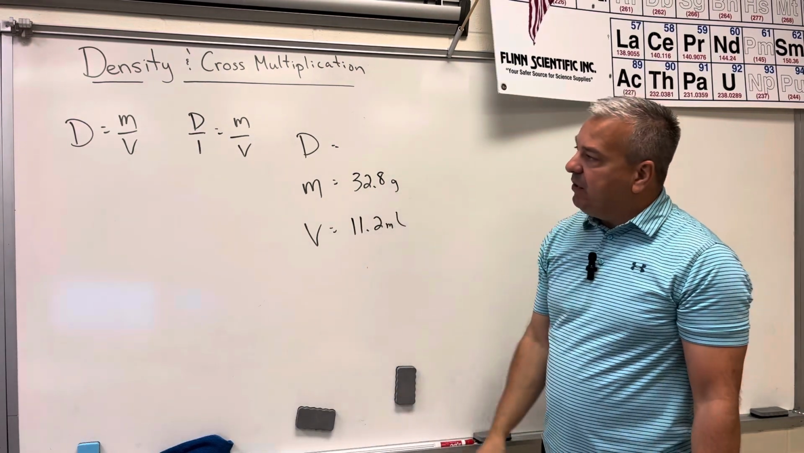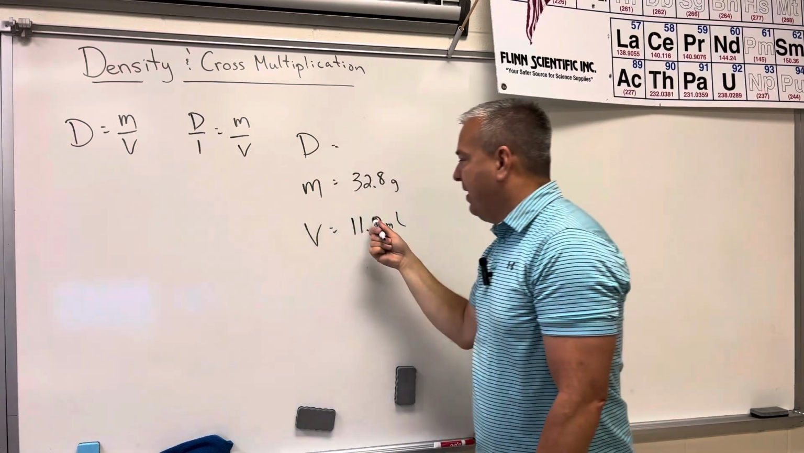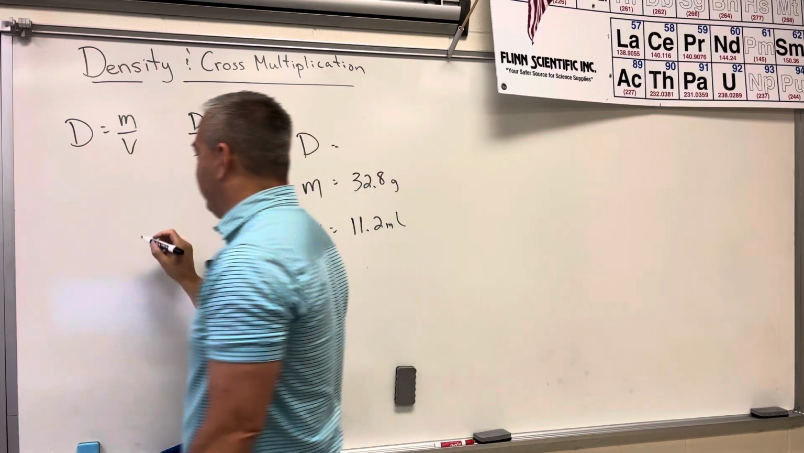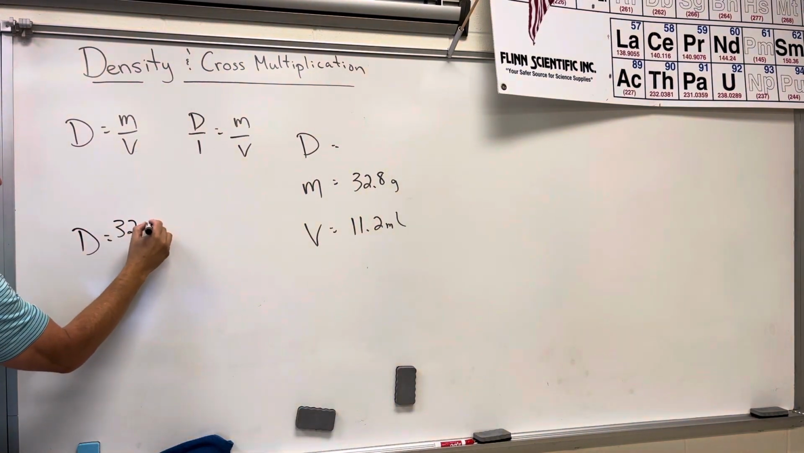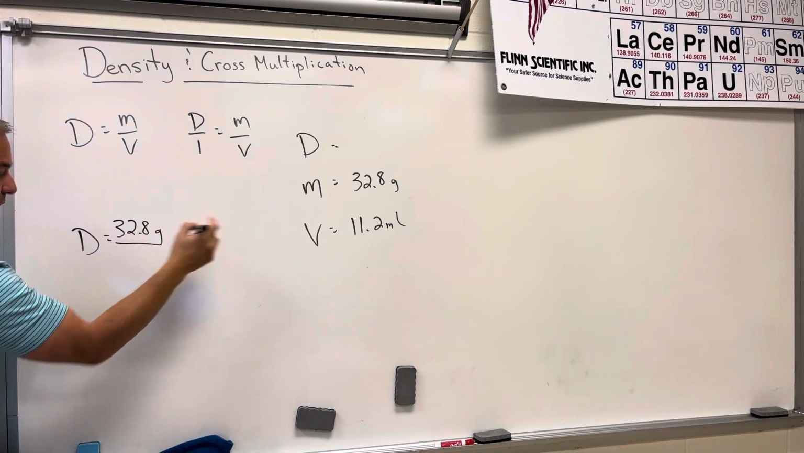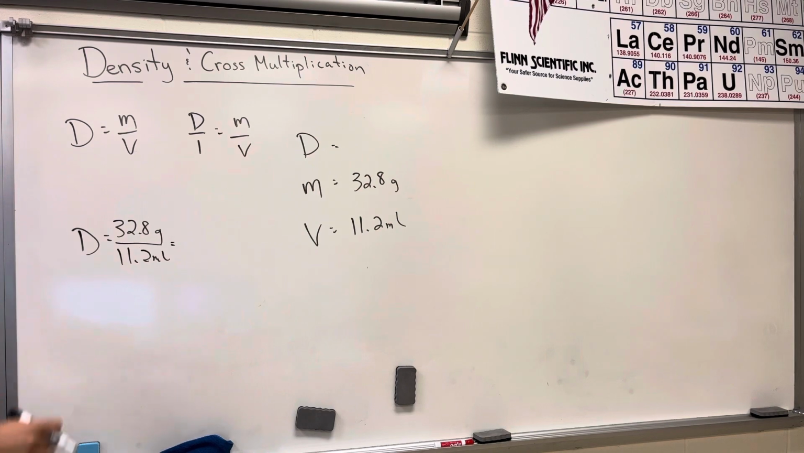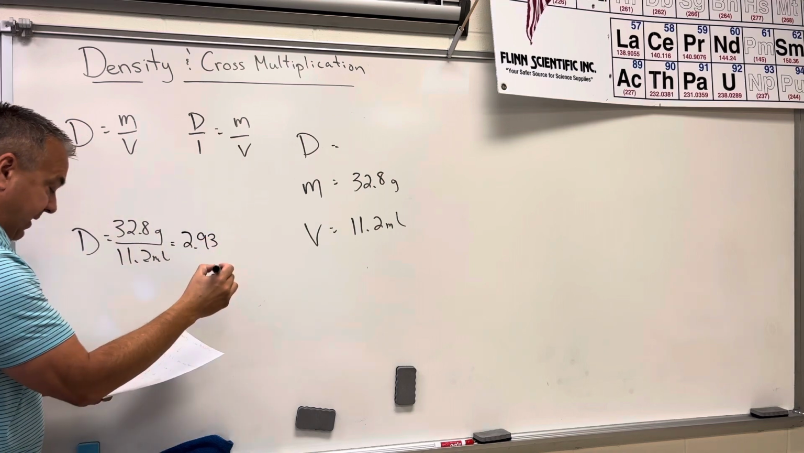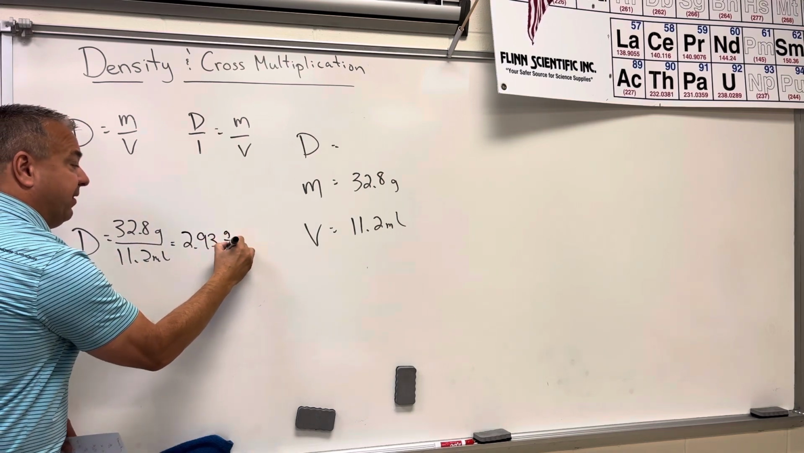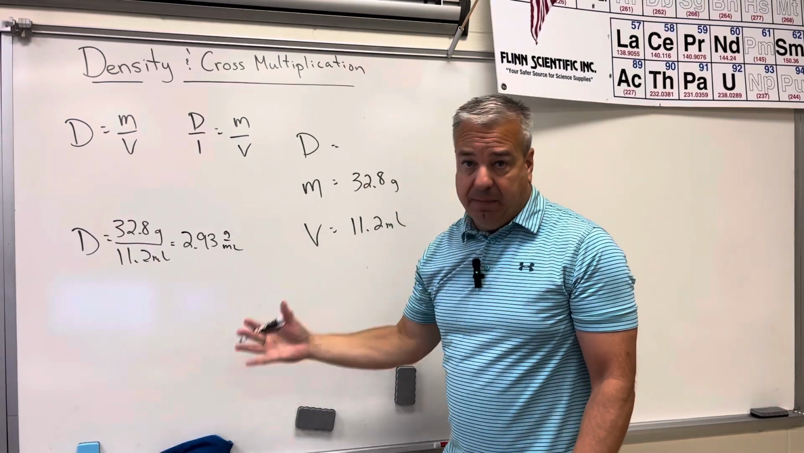And really, this one's really easy because you can just plug this number in right here and this number in right here. So this is going to end up looking like 32.8 grams over 11.2 milliliters. If you divide these two out and round it to 3 sig figs, you're going to get this number of 2.93 grams per milliliter.